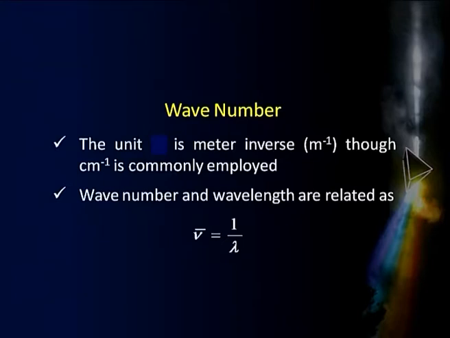Since it is the inverse of wavelength, and wavelength is given in meters, the unit for wave number will be meter inverse. Meter inverse is technically the right unit, but centimeter inverse is the most commonly used unit for wave number. Typically, in IR spectra we use centimeter inverse, and Raman spectra also use centimeter inverse. And as mentioned, wavelength and wave number are inversely related to each other.